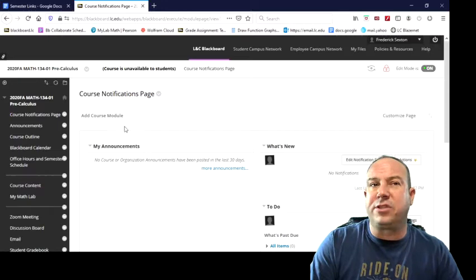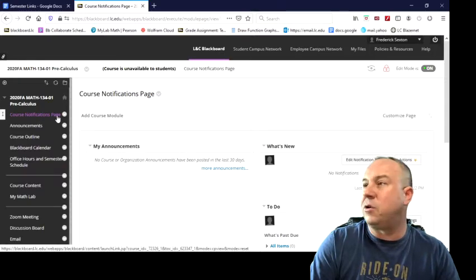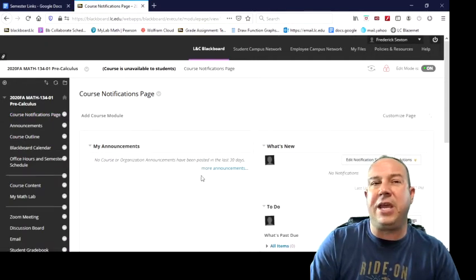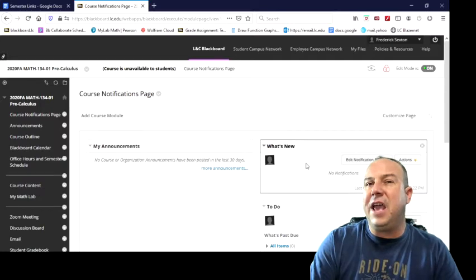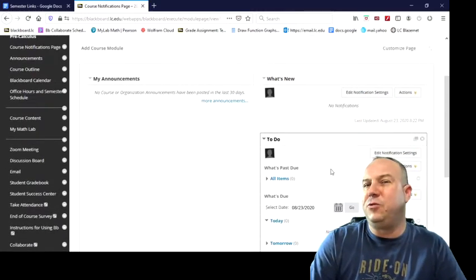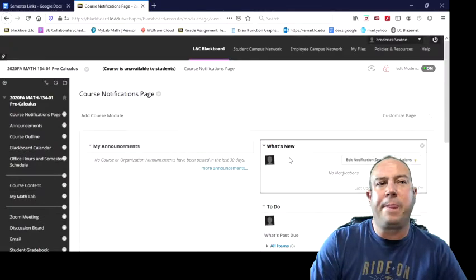This is called the course notification page. If you ever need to return to this page when you're in this Blackboard course, that's just the very first link, course notification page, over here on the left. Click that, it will bring you to this page. This page does list out some announcements here on the left, and over here on the right, anything new that I happen to add might show up here. There's a to-do list that you might make use of over here.